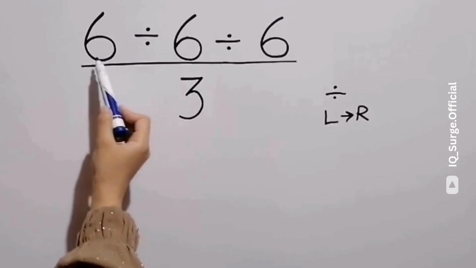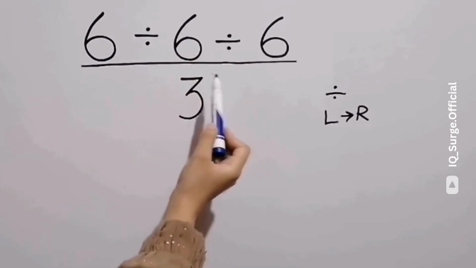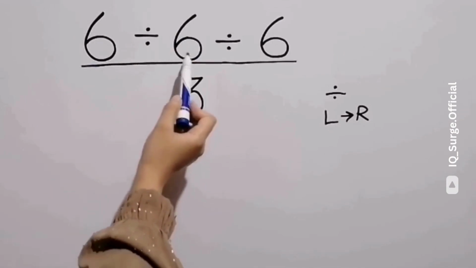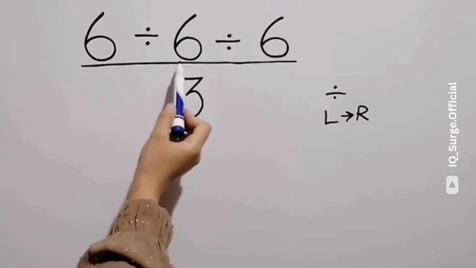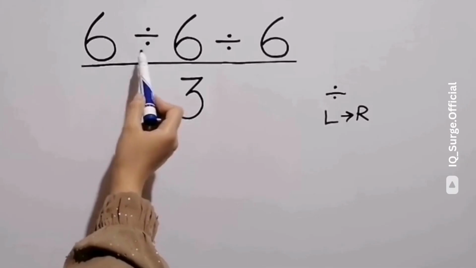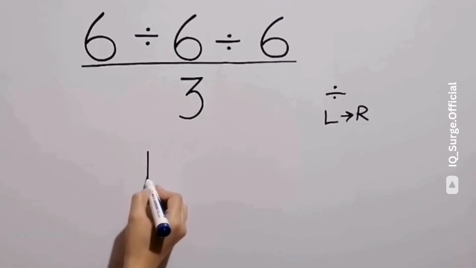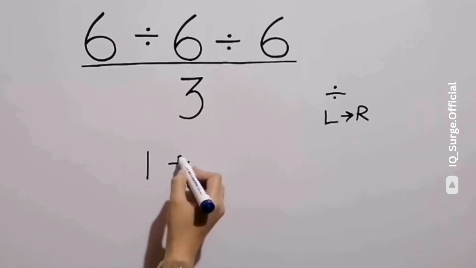So, let us divide the numerator first from left to right. So we are going to have 6 divided by 6 first. This 6 from the left first is what we are going to divide. So we are going from left to right. So 6 divided by 6 is equal to 1. We then have 1 divided by 6, all over 3.